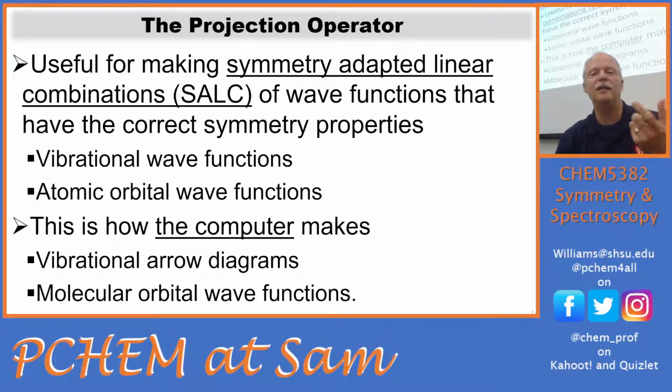It's useful for making these SALCs. So that's an important acronym for you. Symmetry Adapted Linear Combinations. Now, most of the time, this SALC is coupled with MO for molecular orbital. But these are symmetry adapted linear combinations of atomic orbitals to make molecular orbitals. They could also be combinations of vibrational wave functions too. So SALC can apply to vibrational wave functions and it can apply to atomic orbitals and give us molecular orbitals. And we'll do both today. Hopefully there's enough time to get through both.